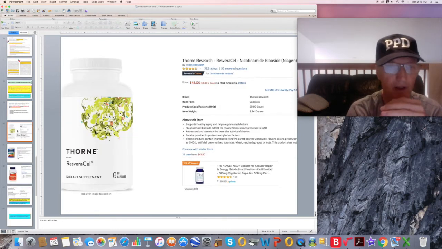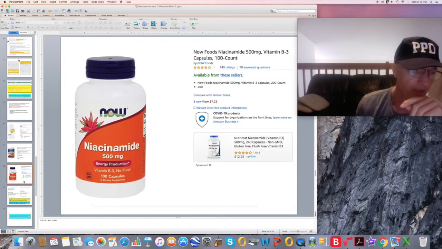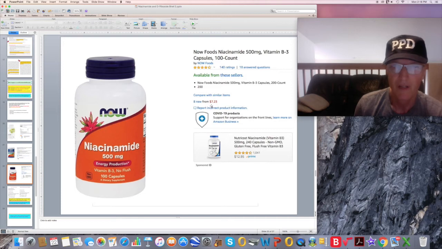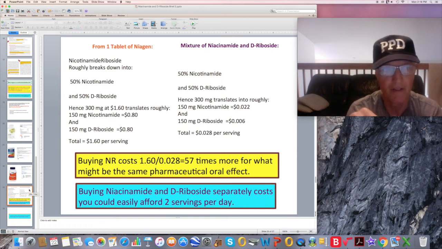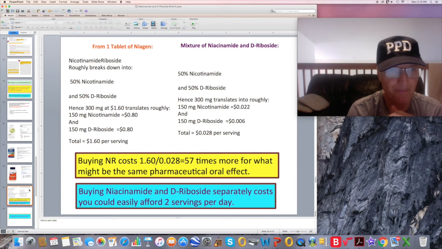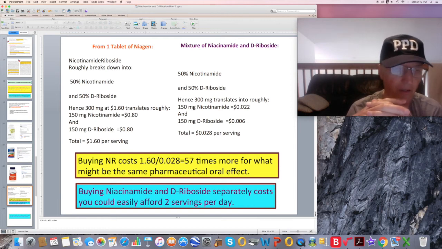I found this one online on Amazon, and I'm not affiliated with any of these companies. I just wanted to get this information to get a price here. $48 for, and they say you have to take 2 tablets per 1 dose, 300 milligrams. So that gives me the price point. And then let's look at niacinamide. You can get that for 200 tablets, 500 milligrams for $7.23. Pretty inexpensive. And when I do my arithmetic, assuming that nicotinamide riboside breaks down into 50% nicotinamide and 50% D-riboside, which is going to be close enough for this calculation, I do the arithmetic and come up with that. These are rough numbers, but to get a nicotinamide riboside dose, I've got to take one word out of here.